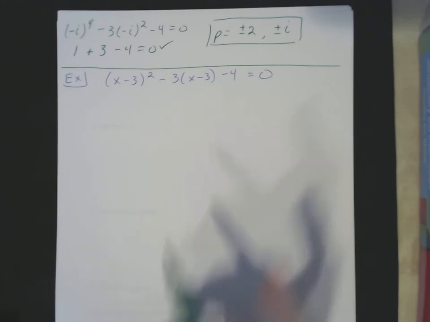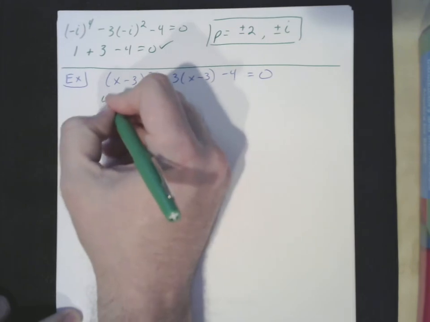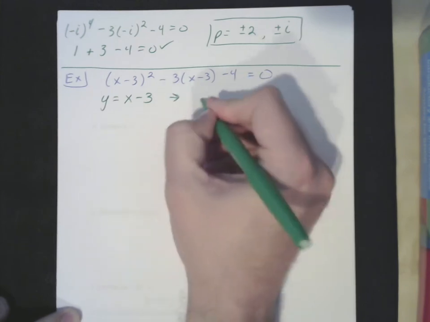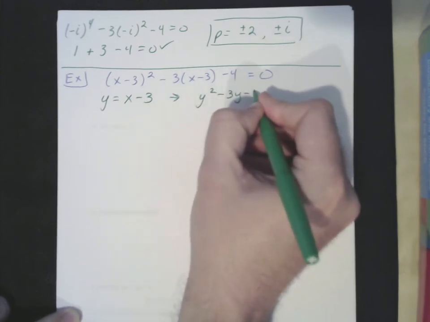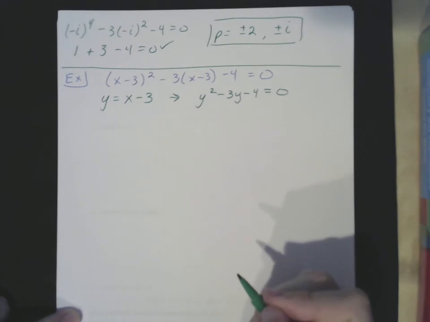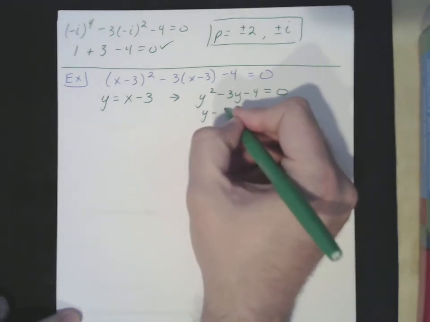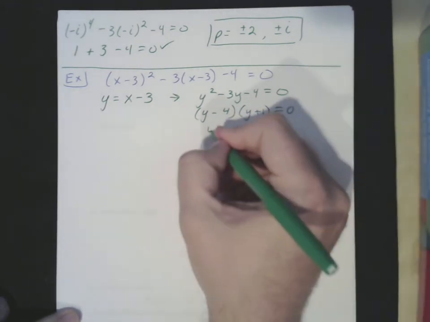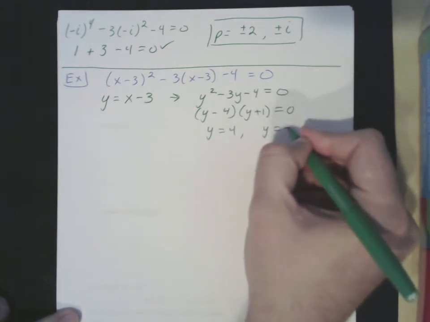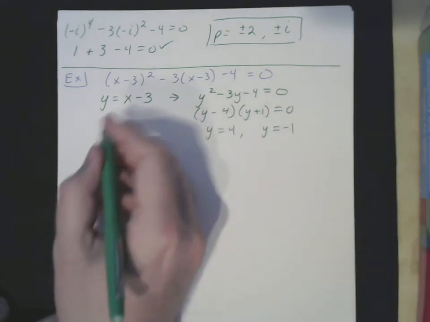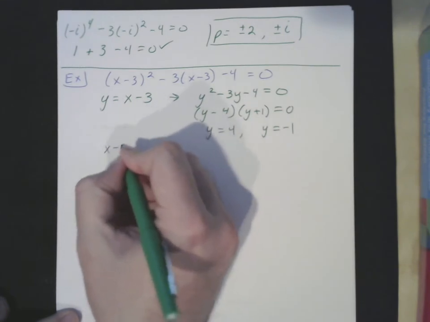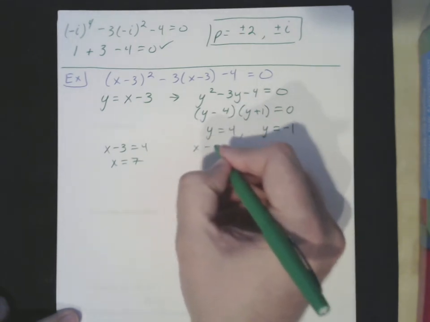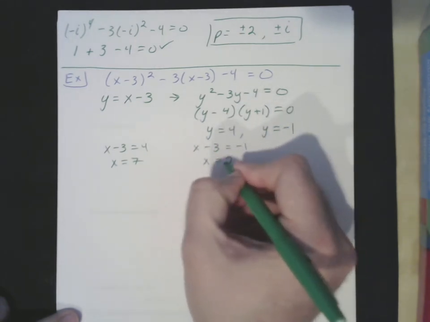It's got a square, it's got a single power. But inside that square, we're going to set this equal to y, which is x minus 3, so that we get y squared minus 3y minus 4 equals 0. This is going to factor to y minus 4, y plus 1 equals 0. And that means y equals 4 or y equals negative 1. Now we'll come back to the x's, and we have x minus 3 equals 4, so x equals 7. And we have x minus 3 equals negative 1, so x equals 2.